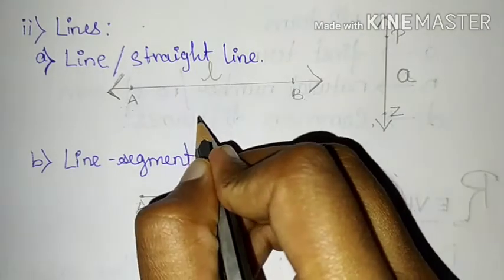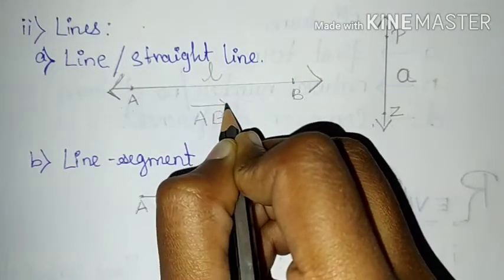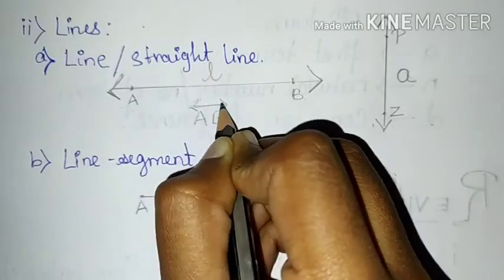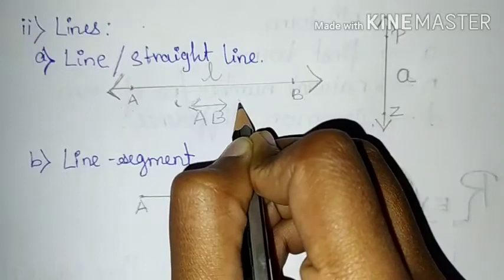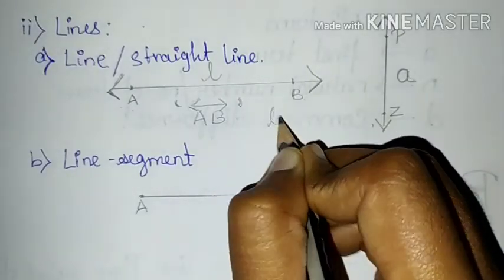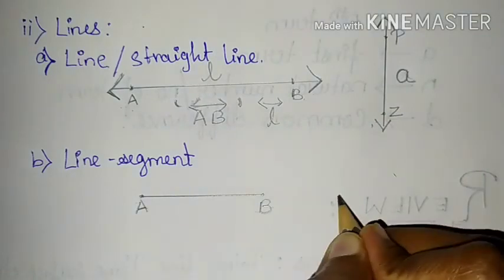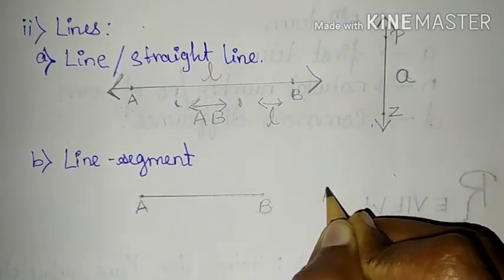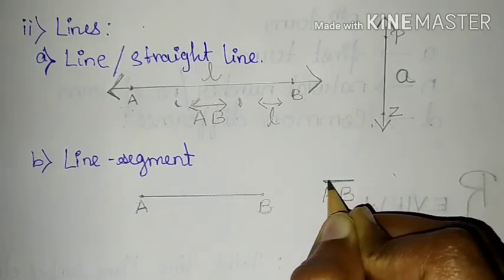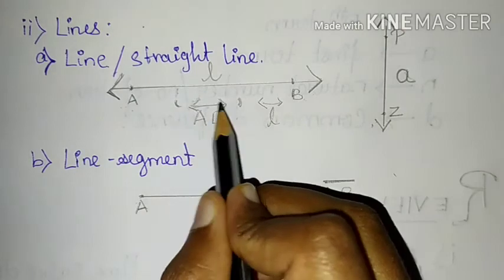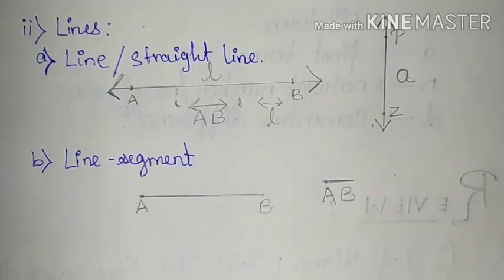And before we forget, this can be written as AB with the symbol on the top like this, which is extending. This means line AB or line L. Similarly, when you want to write that it is a line segment, write it as AB bar. Just a bar, no arrow marks. If you put two arrow marks, then it is a line. If no arrow marks, then it is a line segment.